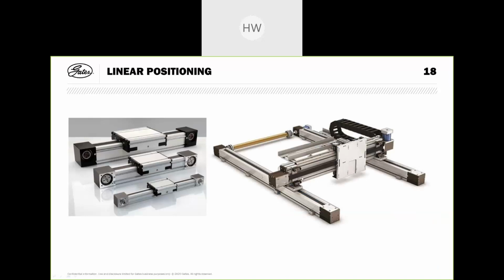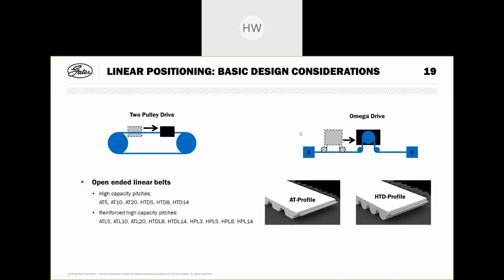Next application, linear positioning. A typical application you can see here: linear actuators driven by belt or complete Cartesian robot systems. And here we have two applications: a two-pulley drive or the omega drive. We have already talked a little bit about the design considerations for these two-pulley drives. On an omega drive, the basic consideration is absolutely the same. We have to make sure that the slack side is always under a minimum tension.